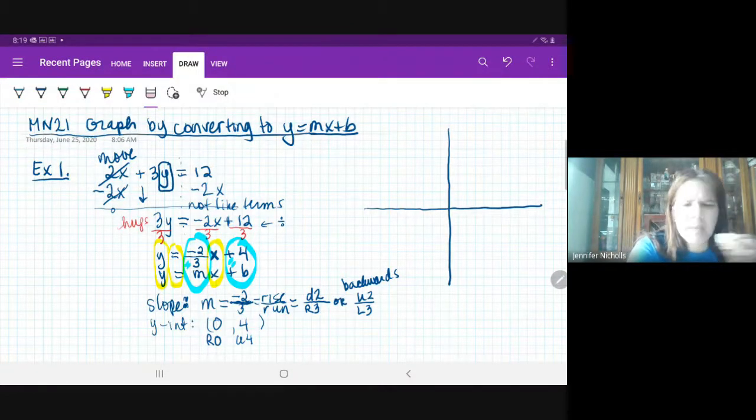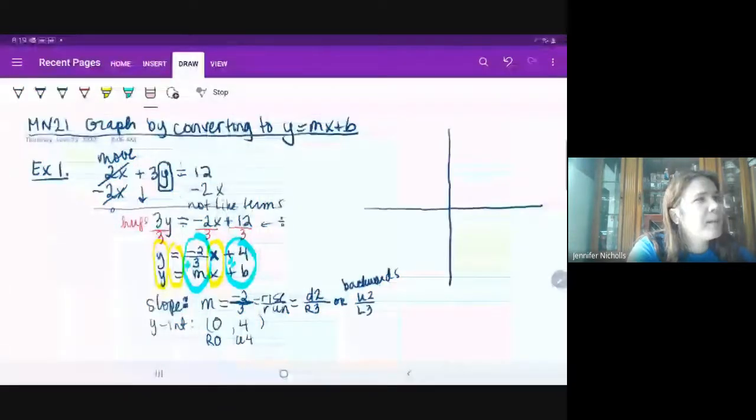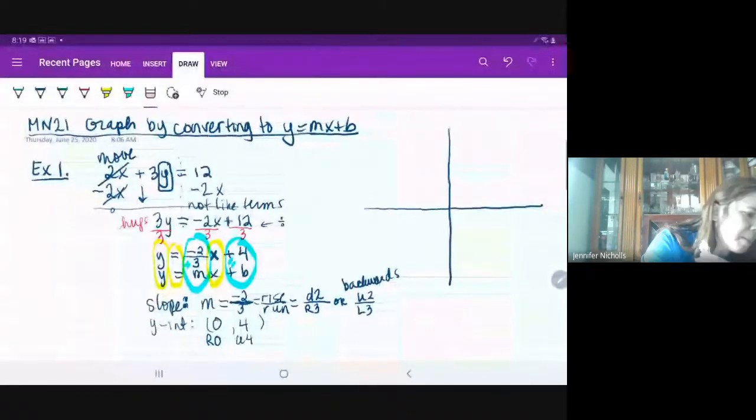Do you guys have your Mn20s, your Math Notes 20s from yesterday? Look at maybe example 4. I think example 4, I put the number.